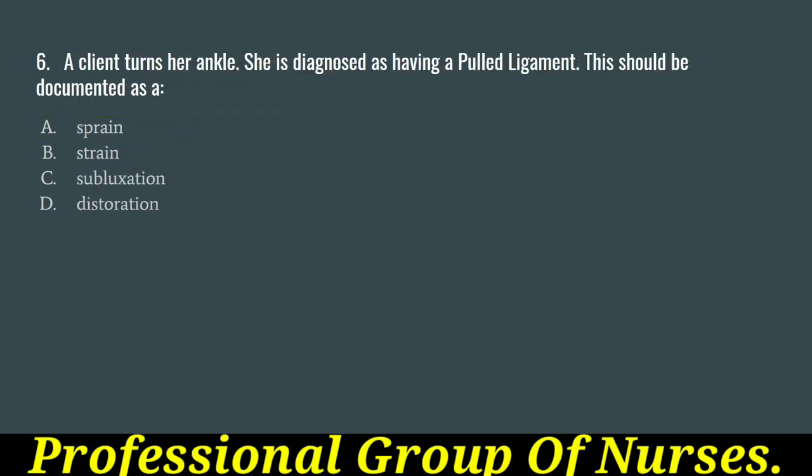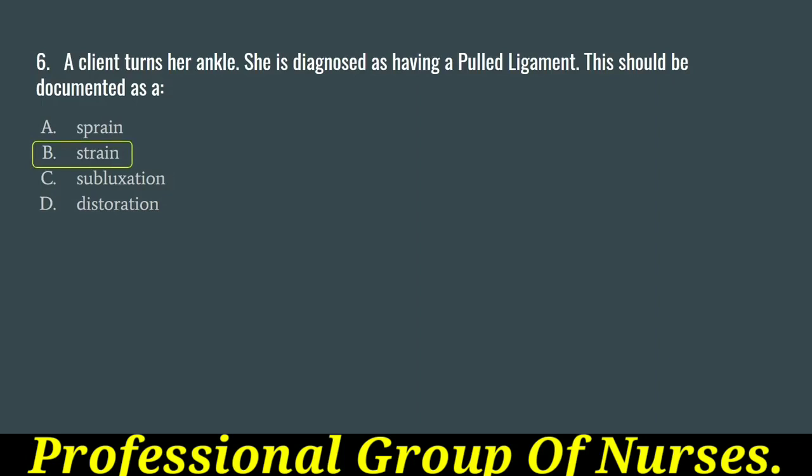Question 6. A client turns her ankle. She is diagnosed as having a pulled ligament. This should be documented as: A. Sprain. B. Strain. C. Subluxation. D. Distoration.